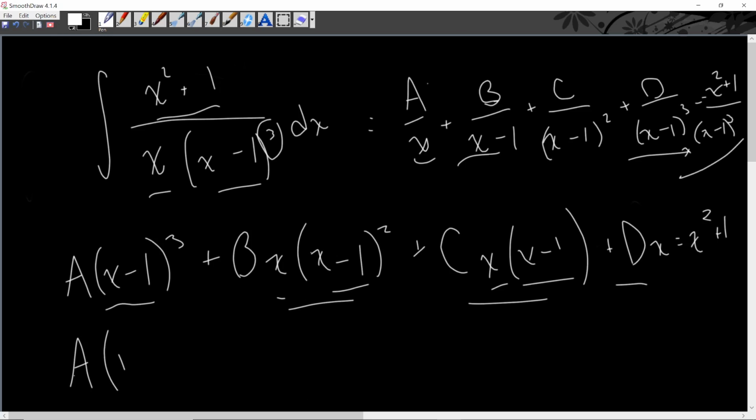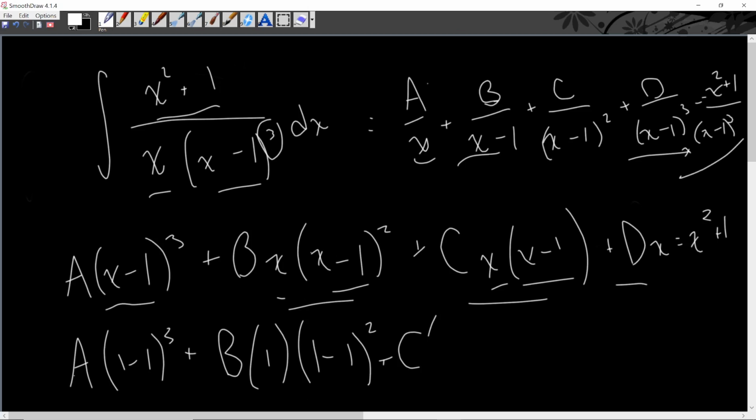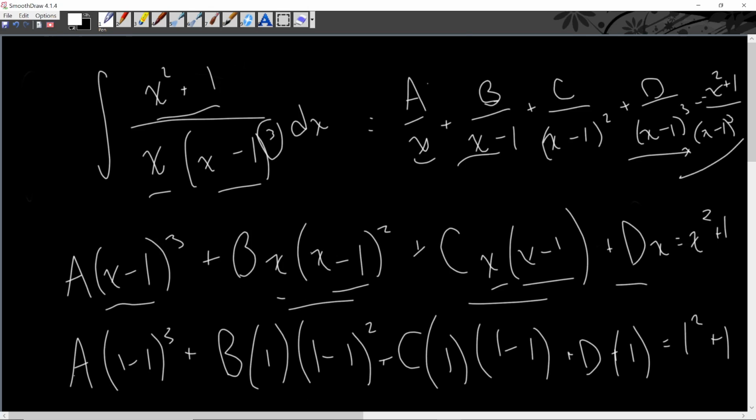And let's do that. A times 1 minus 1 cubed plus B times 1 times 1 minus 1 squared plus C times 1 times 1 minus 1 plus D times 1. Alright, and that's equal to 1 squared plus 1. Anything you do to one side, you have to do to the other side. So if we substituted 1 on one side, we have to substitute 1 on the other side. And we substituted 1 in particular so that we can get this d by itself, because x minus 1 is not one of its multiples.